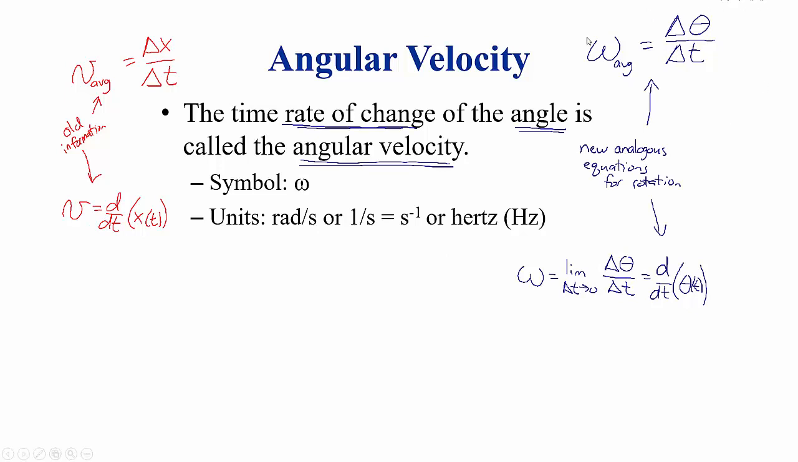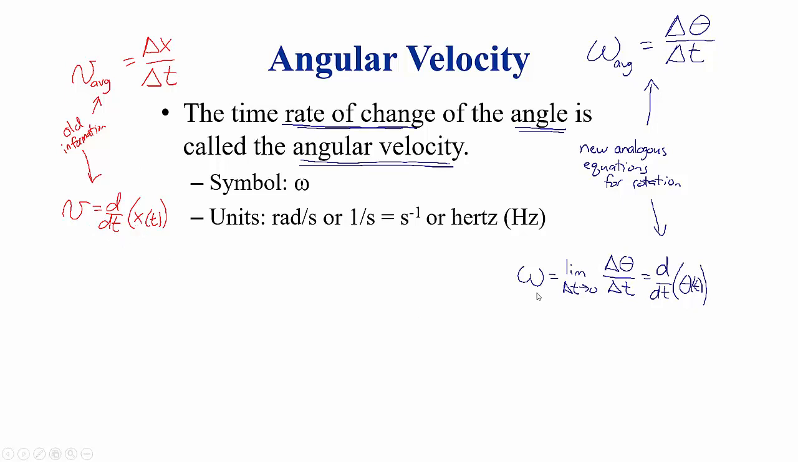And we refer to these new equations as equations that are analogous, similar to equations for linear motion. These are our analogous equations for rotation. Average velocity was displacement divided by time. Average angular velocity was angular displacement divided by time. Linear instantaneous velocity was the derivative of the position x with respect to time.